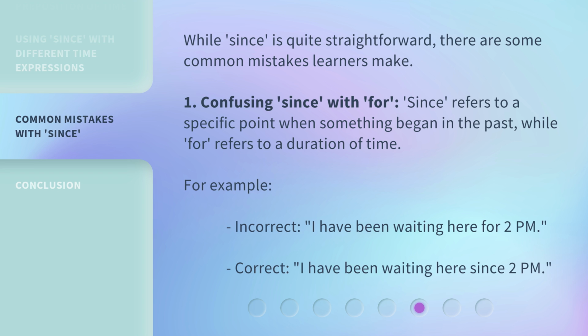While since is quite straightforward, there are some common mistakes learners make. 1. Confusing since with for. Since refers to a specific point when something began in the past, while for refers to a duration of time. For example, incorrect: I have been waiting here for 2 p.m. Correct: I have been waiting here since 2 p.m.